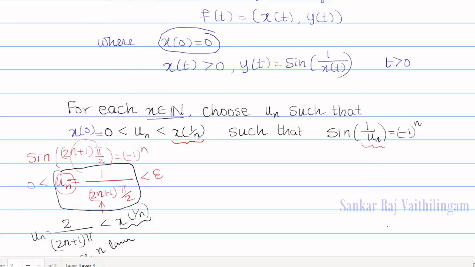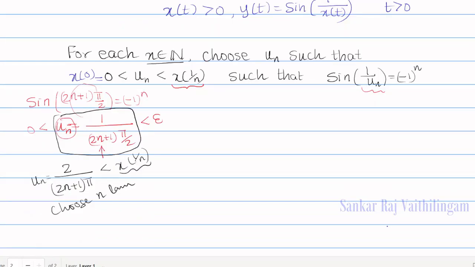Now what I have got is that we have chosen, between x of 0 and x of 1 by n, a un, such that un is less than x of 1 by n, such that sin of 1 divided by un is minus 1 the whole power n. It is always positive. Now look, x is a continuous function.